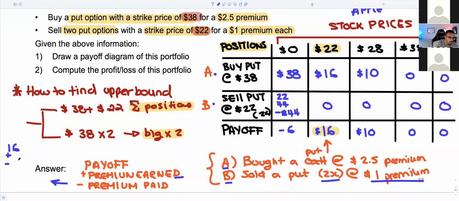Exactly. Thank you so much, MJ. So we earned $2 from the sale of our 2 put options right here. And then you killed it. Thank you so much. Exactly. Such that, what is our total profit? If it's 16 plus 2 minus 2.5, what is our total profit? Exactly. Amazing. All right, so that's our total profit.